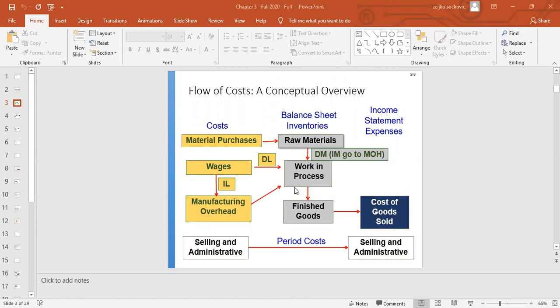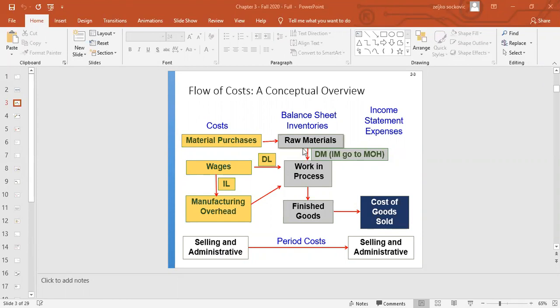Hey, Professor, quick question. Yes. What do DL and IL stand for? Direct and indirect labor? Correct. Direct labor and indirect labor. Correct. Cool, thank you. And IM is indirect materials.